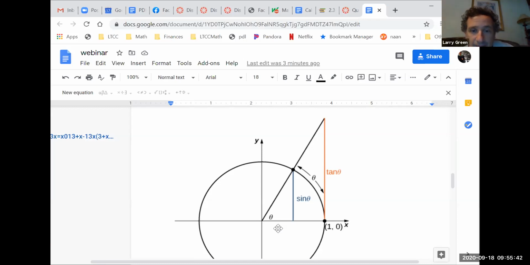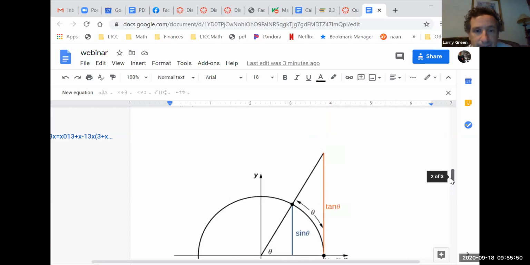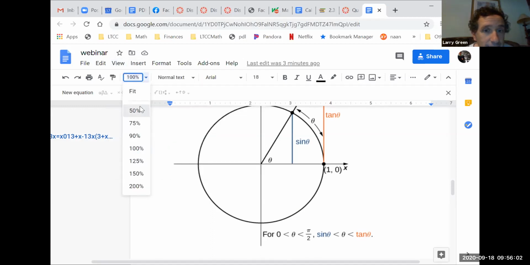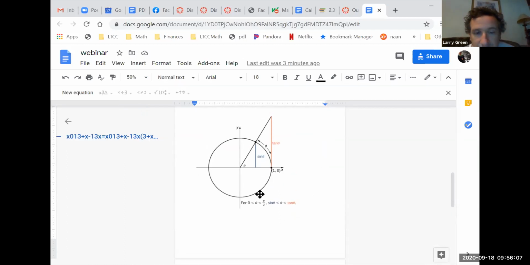Okay, from this picture, it's going to take some thinking. I wonder if I need to zoom out a bit. There we go. Okay, so from this picture, we have the following inequality. As long as theta is small enough, between 0 and pi over 2, theta is between sine of theta and tangent of theta.